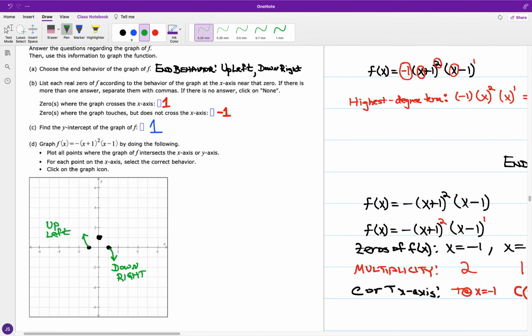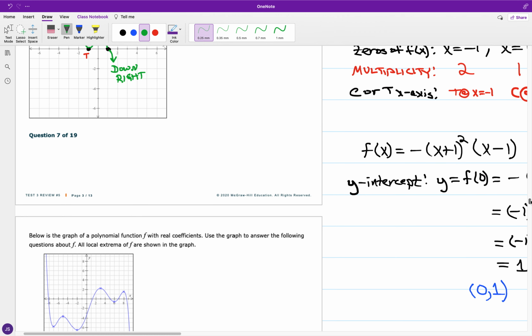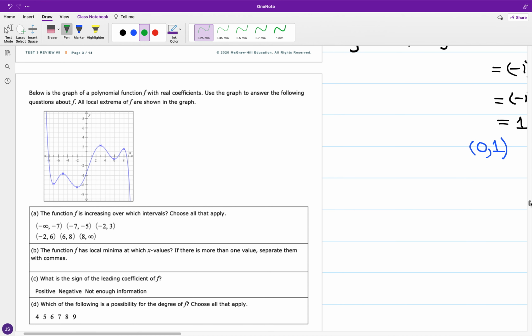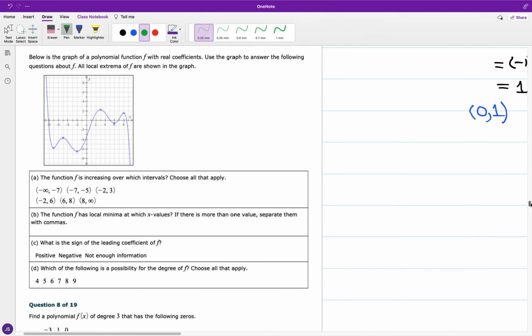All right, and now for item number 7, which is a multiple part question. We're looking at the relative minimum and maximum, and also at where we have increases and decreases of the graph of the function.